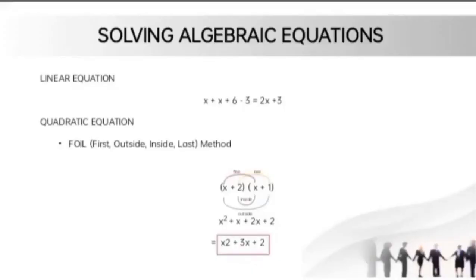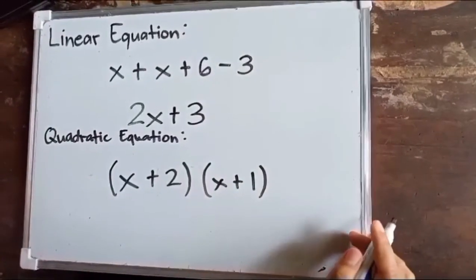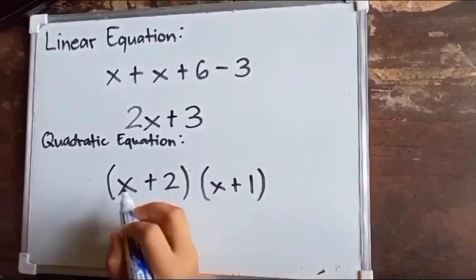And now for quadratic equations, to solve them we will use the FOIL method. FOIL means first, outside, inside, and last. First means we have to multiply the first terms, and outside we will multiply the two terms from the outside, and the inside, and multiply the last. Let's proceed to answering this one so you could understand it.